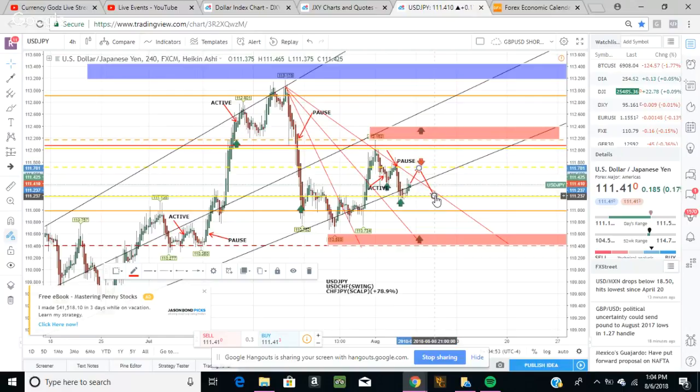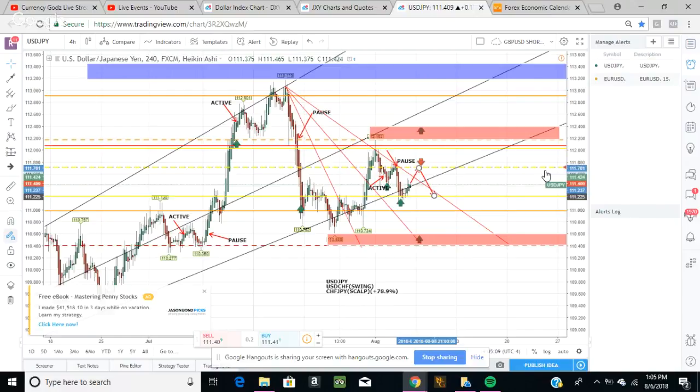So what I'll be doing is my setup, I'm going to wait for this to get triggered. I'm going to do a call level at 111.715. Once this call level is triggered, now I'm going to be thinking about shorting this market, after I check those indexes, of course.